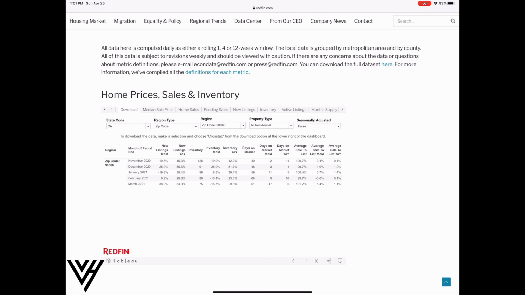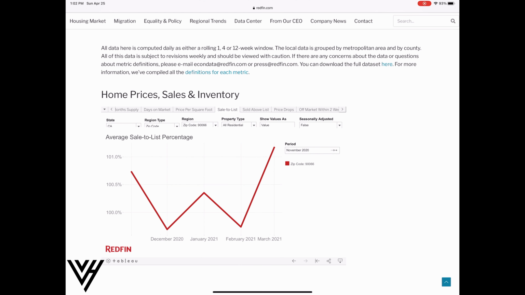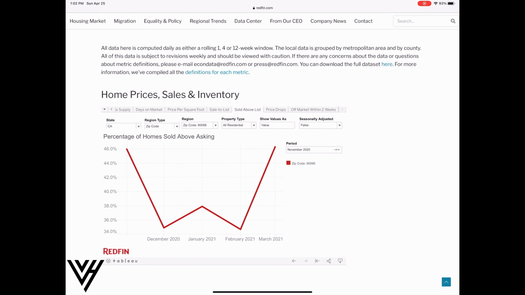So one thing that I want to take a look at is going to be more in relation to the sale to list price here, because I want to see, let's see here. Is this the right one? No. Sold above list. That's the one that we want to take a look at, because we want to see how many homes actually sold above list. So you're looking at probably about 40% of homes, if we average this out, actually sold above the list price.